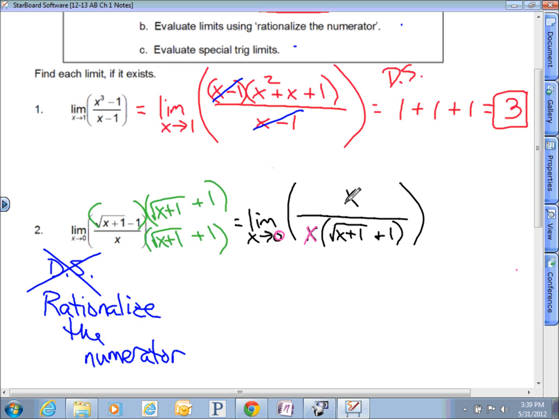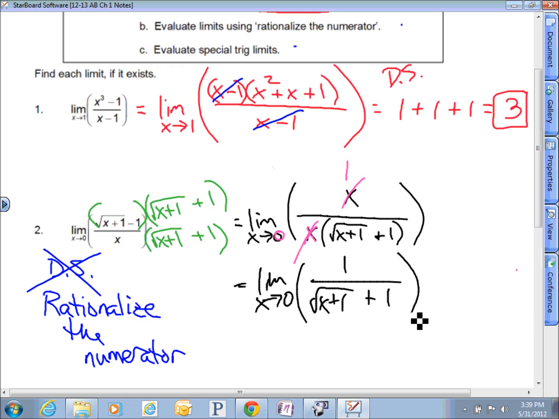Here is that x I wanted to get rid of on the bottom; with the x I have to get rid of on the top. Let's leave a 1 up there in the numerator. And if I do that, what I really have is the limit as x approaches 0 of 1 over the root of x plus 1 plus another 1.